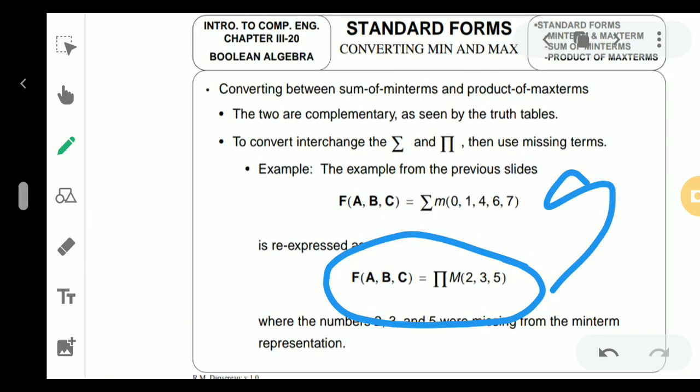So in the next session we will learn the simplification through the Karnaugh map.